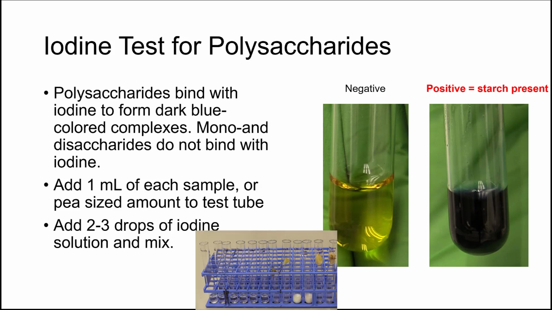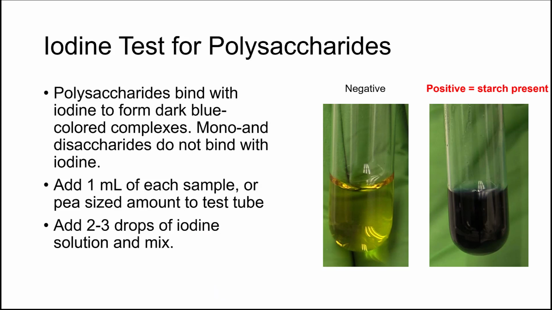To do this test, you will add 1 ml of each sample, or a pea-sized amount, to each test tube. You will then add 2 to 3 drops of iodine solution and mix. A negative test does not have a color change, which indicates no polysaccharides. A positive test, or a dark blue color, indicates a starch or polysaccharide is present.